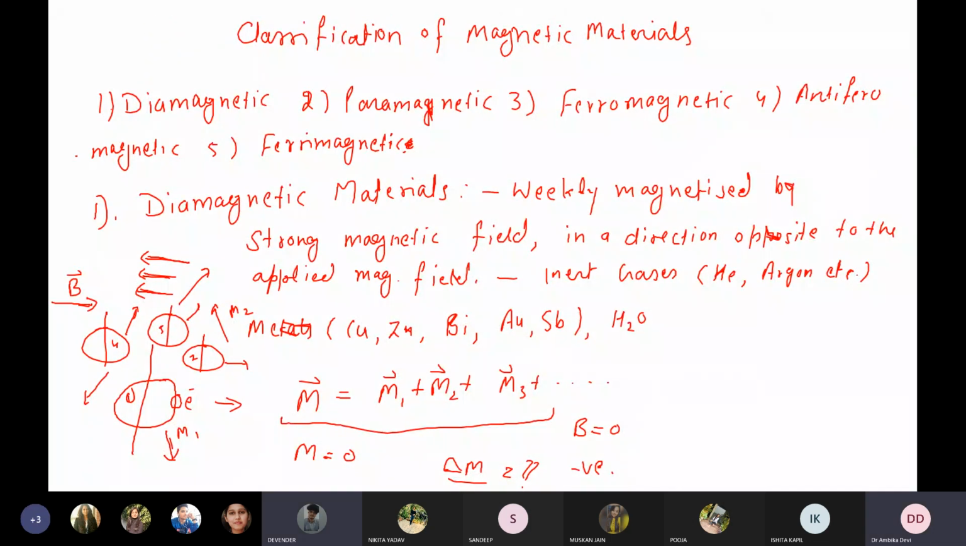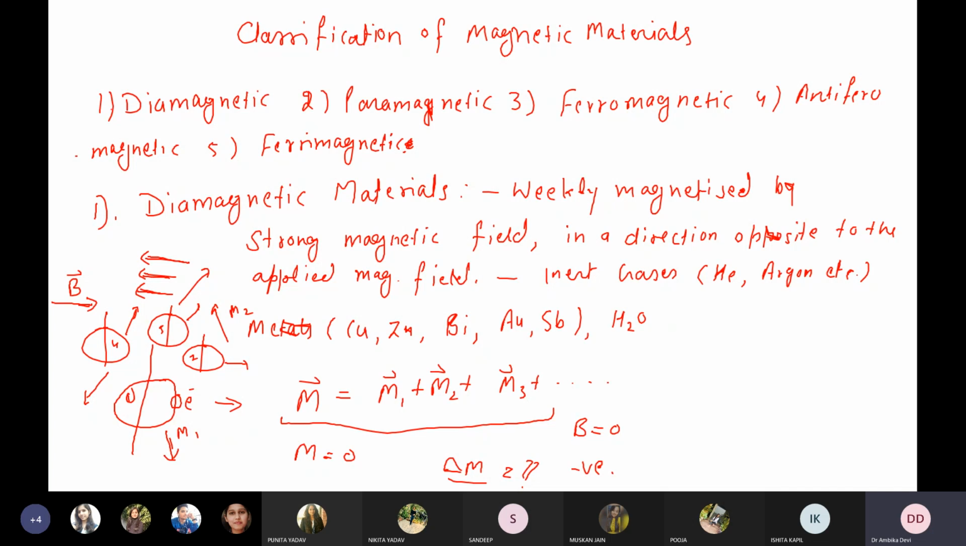Of magnetic materials. In the last lecture I told you that based upon their magnetic properties, based upon their extent of magnetization, and based upon whether they are attracted or repelled, the materials can be characterized into diamagnetic, paramagnetic, ferromagnetic, antiferromagnetic and ferrimagnetic materials. Then we started with the diamagnetic materials. I told you diamagnetic materials are weakly magnetized when they are kept inside a strong magnetic field, and they are magnetized in a direction opposite to the direction of the applied magnetic field, right?